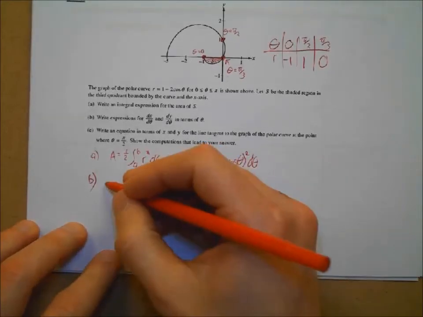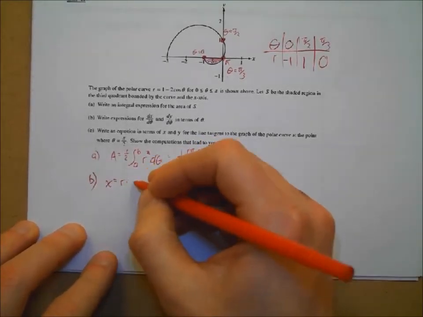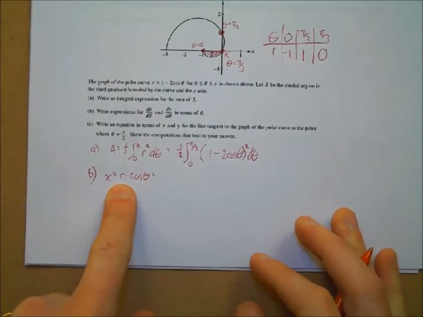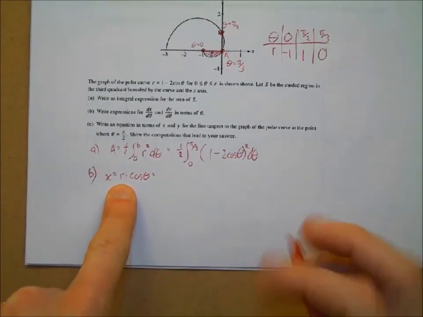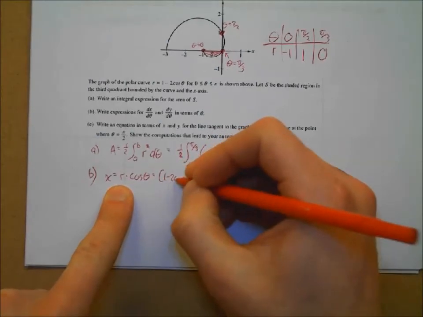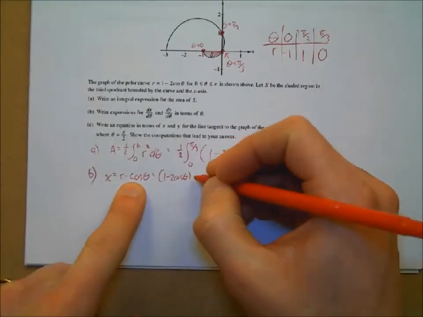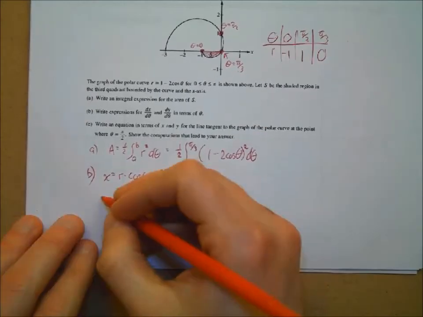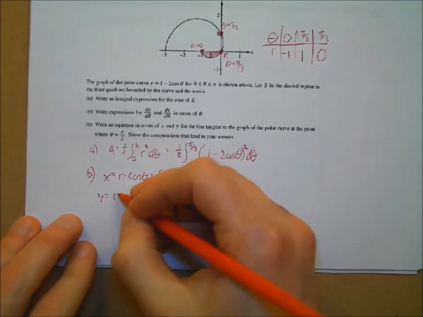Remember that x equals r times the cosine of theta, and we know what r is. What is r in our problem? It's 1 minus 2 cosine theta, times the cosine theta there, and you can take the derivative of that with respect to theta. You can do something very similar with y: r times the sine of theta.